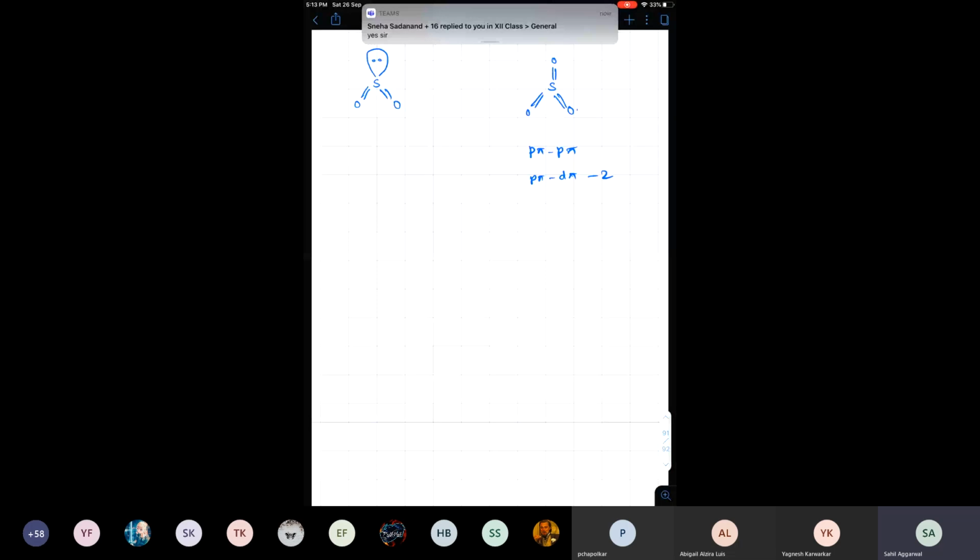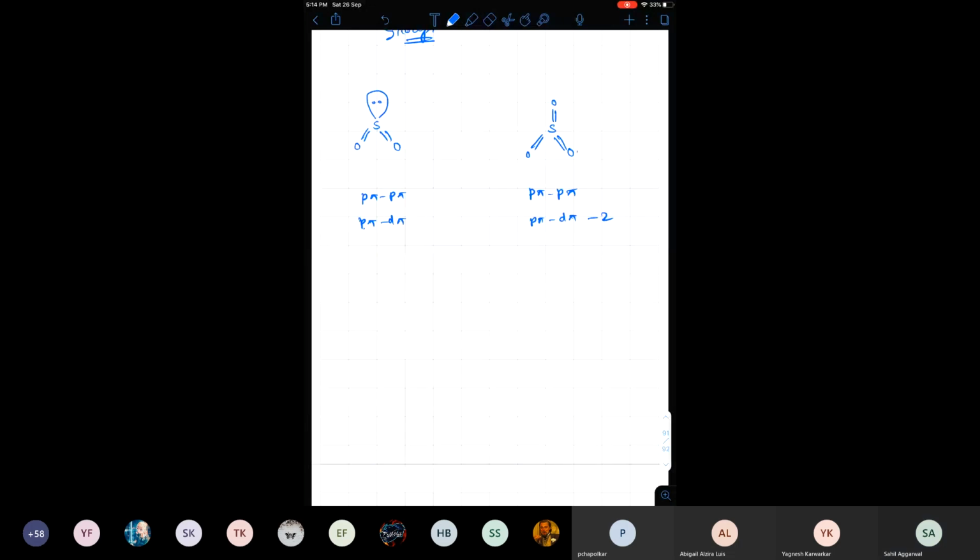SO2 is like this. SO3 is like this. It has p pi p pi and p pi d pi multiple bonds, which we have already done.